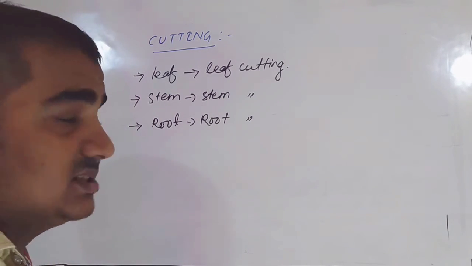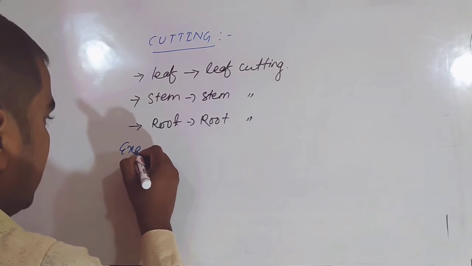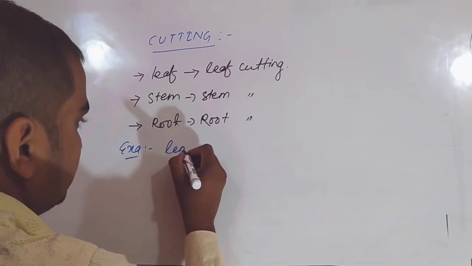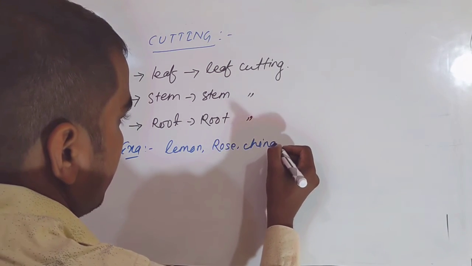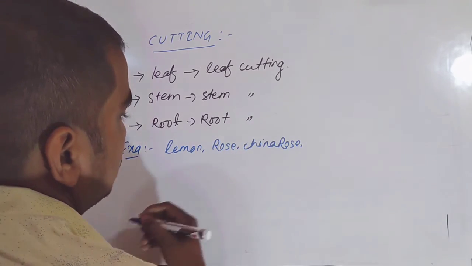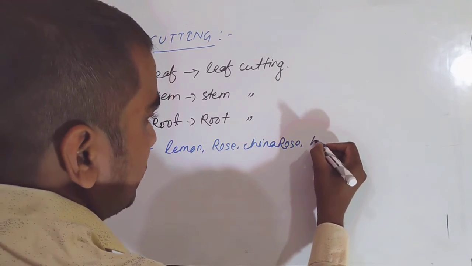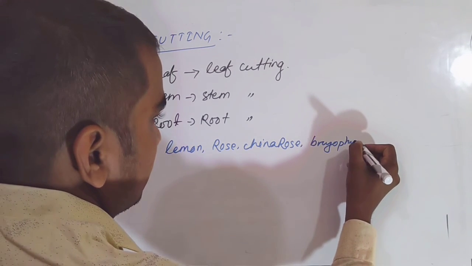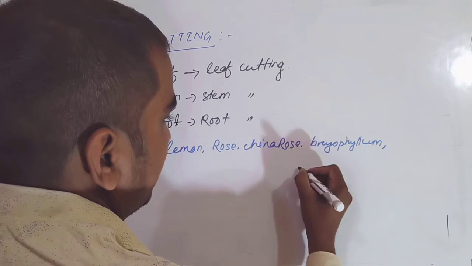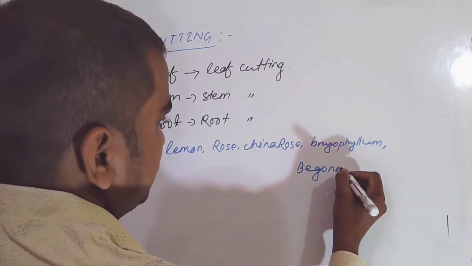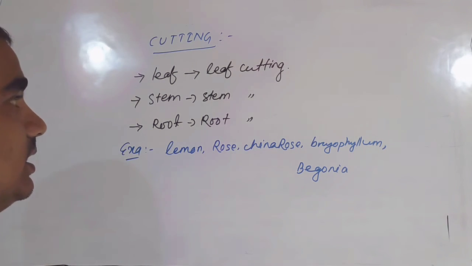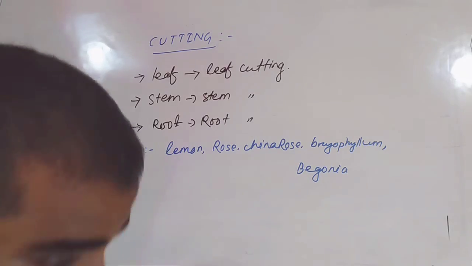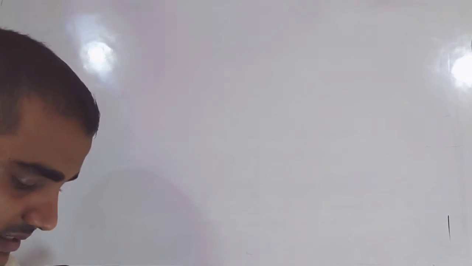And this cutting method is practiced in plants like lemon, rose, China rose, then bryophyllum and begonia. These are the most important plants in which the cutting process is practiced. Now we discuss the next important process of artificial vegetative reproduction, layering.